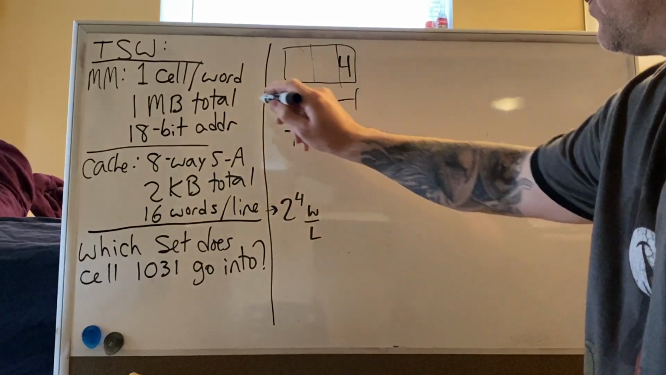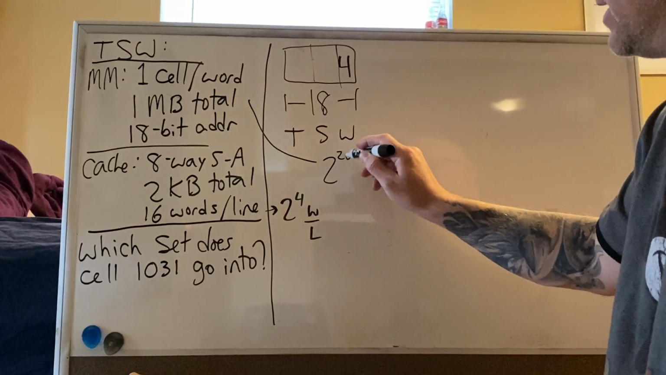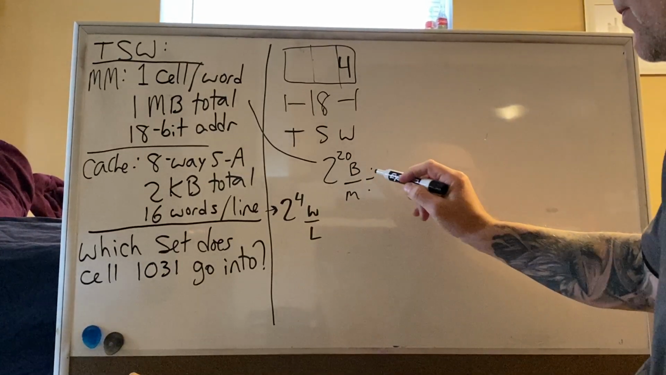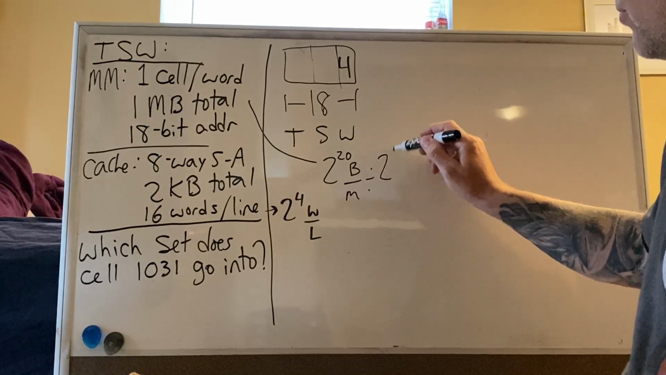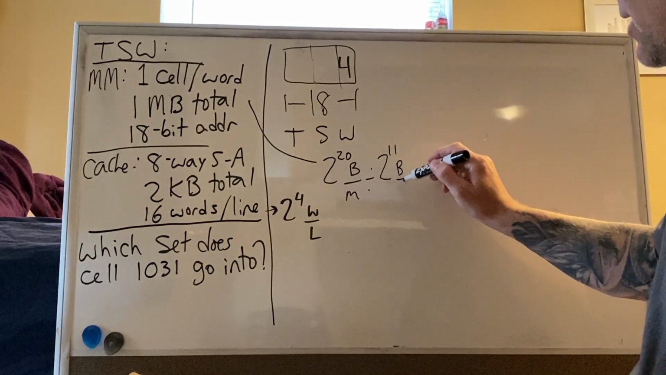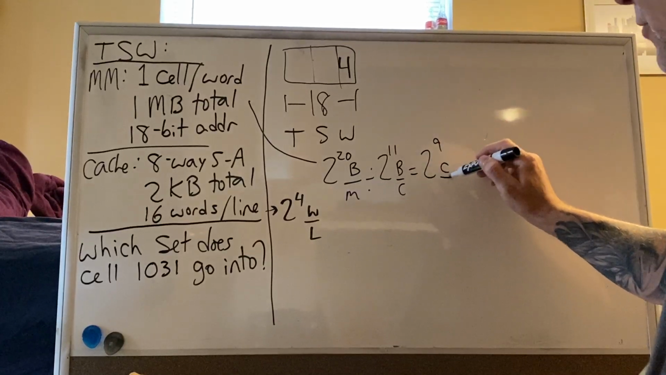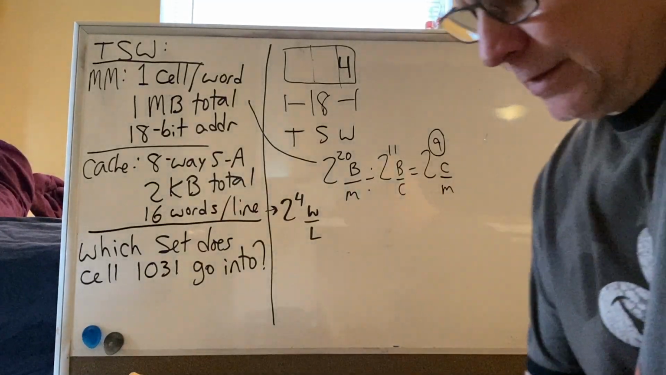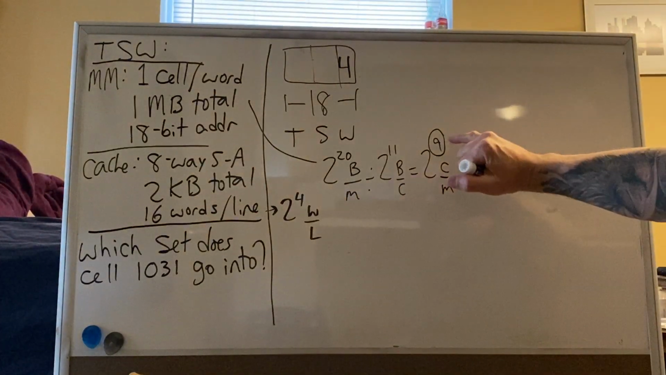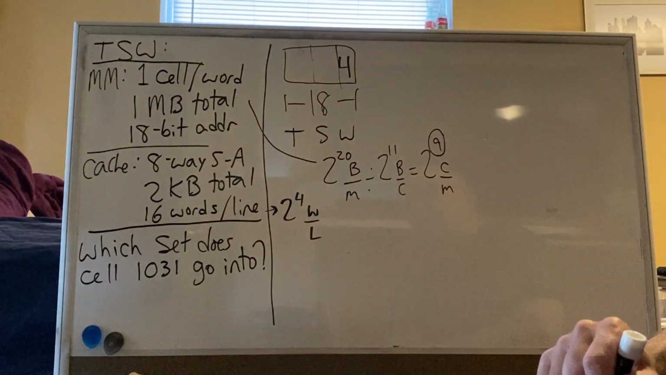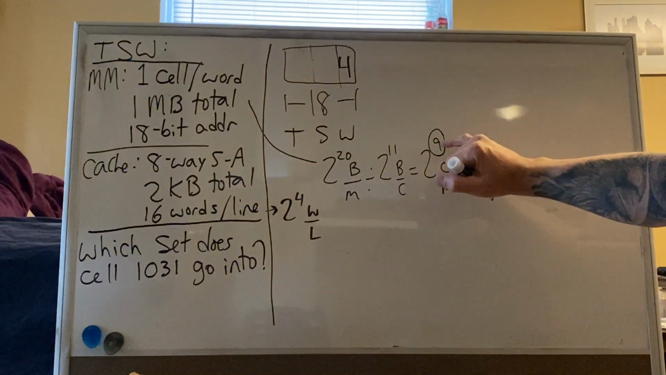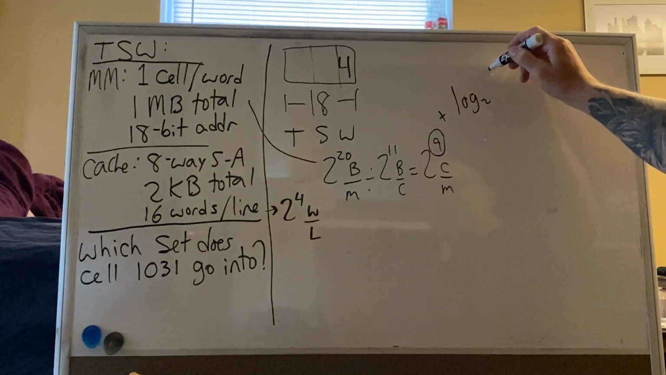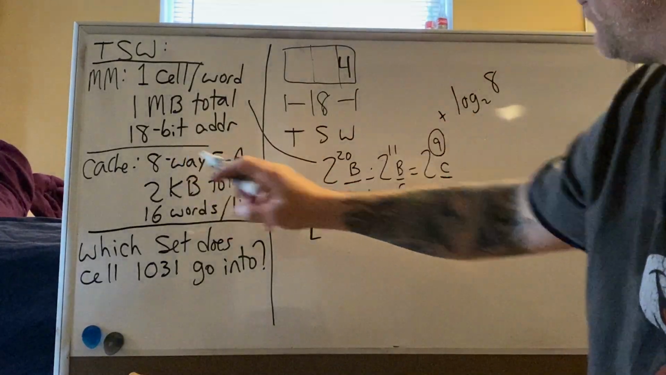If there's 2 to the 20 bytes per main memory, and I divide that by 2 to the 11 bytes per cache, then I get 2 to the 9 caches per memory. Usually, with the questions we're familiar with, a direct mapped cache, we can take that logarithm and say that's the tag, but not anymore. Now it's going to be 9 plus the log base 2 of 8.